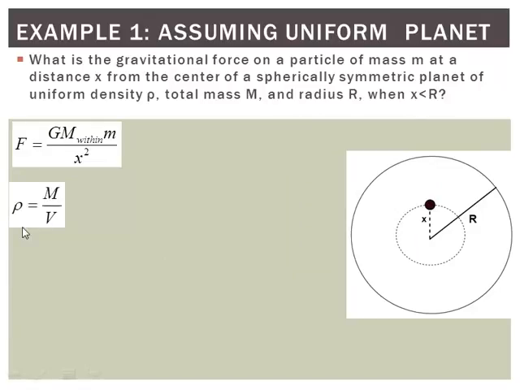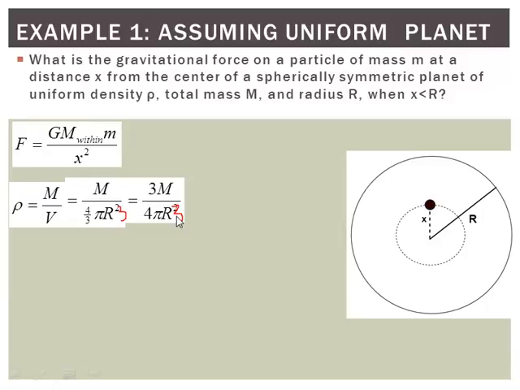So we know that the planet has a density M over V, and it's uniform, so whatever chunk of the sphere you take, it'll have the same density. This is the whole sphere. Oh, and this should actually be to the third. And this should be to the third as well. Sorry about that.